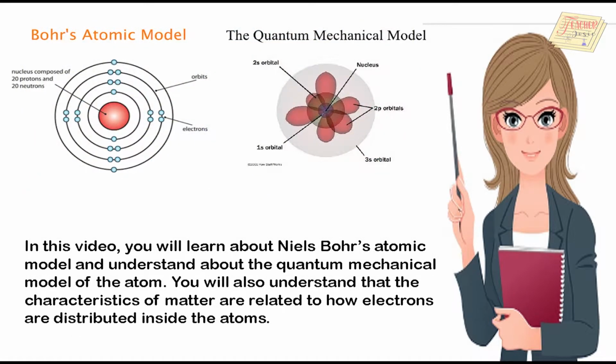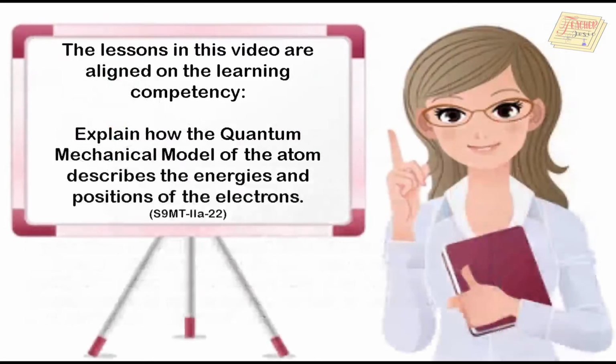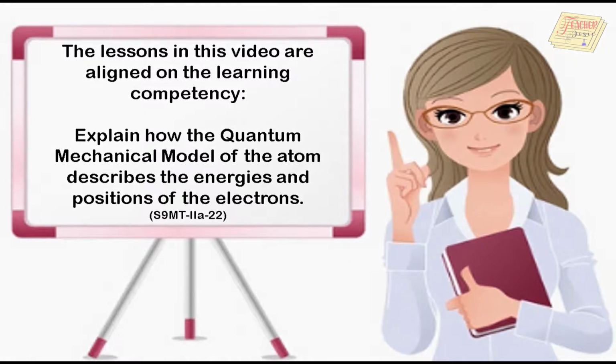In this video, you will learn about Niels Bohr's atomic model and understand the quantum mechanical model of the atom. You will also understand that the characteristics of matter are related to how electrons are distributed inside the atoms. The lessons in this video are aligned with the learning competency: explain how the quantum mechanical model of the atom describes the energies and positions of the electrons.